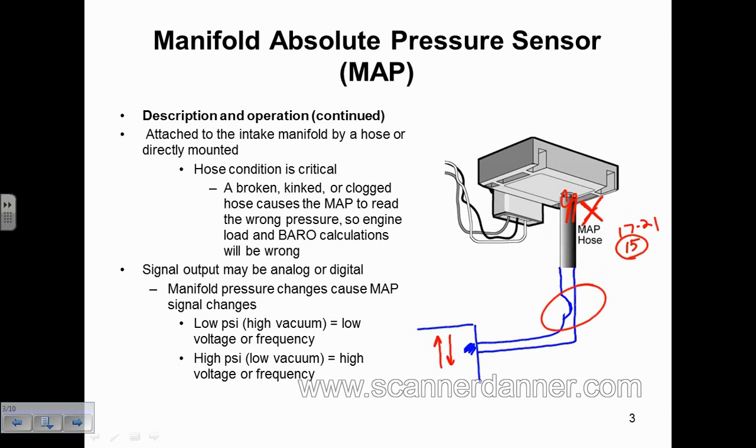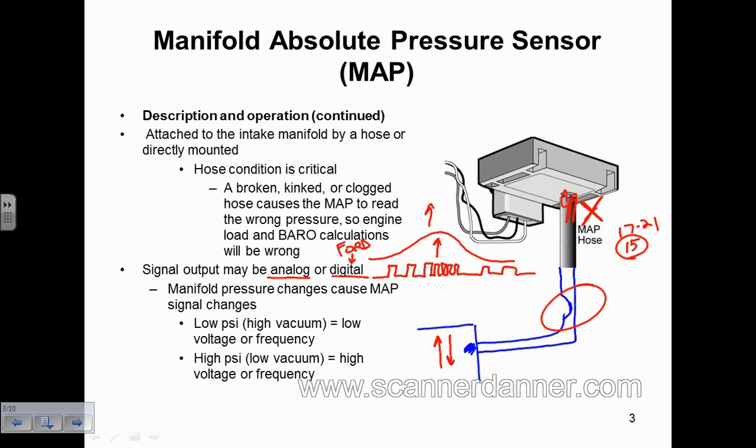So here's what we want to remember as we continue: map sensors can be analog or digital. This will be the signal. An analog signal, to review, would be something like this, and a digital signal would be something like this. So higher frequency and lower frequency. This would be an increase in the analog signal. This would be an increase in the digital signal, just more square waves occurring per second. Ford is the only one that used the digital map. Every other map sensor that I've seen was analog.